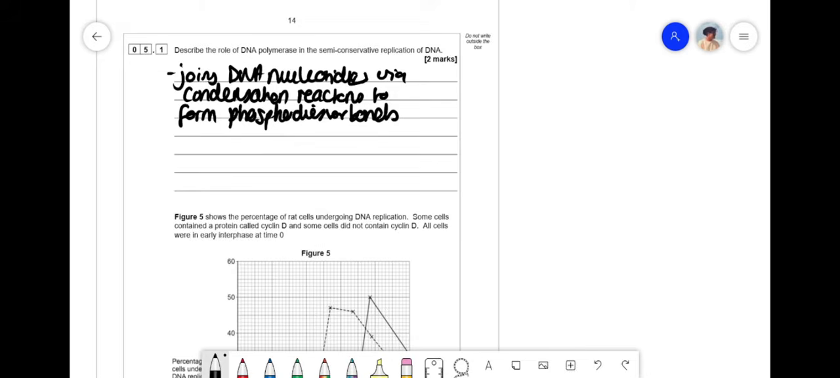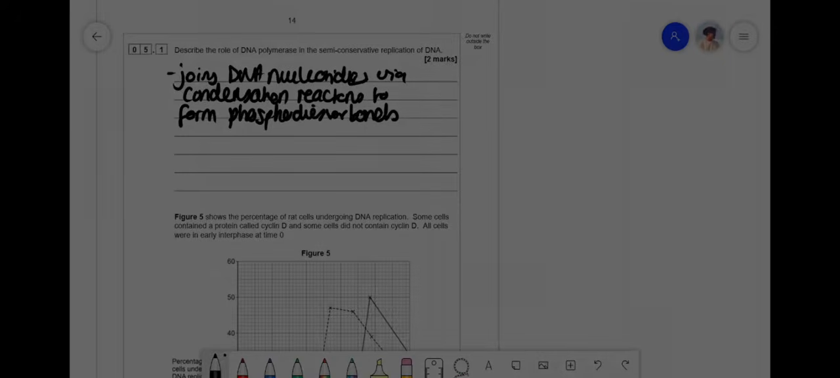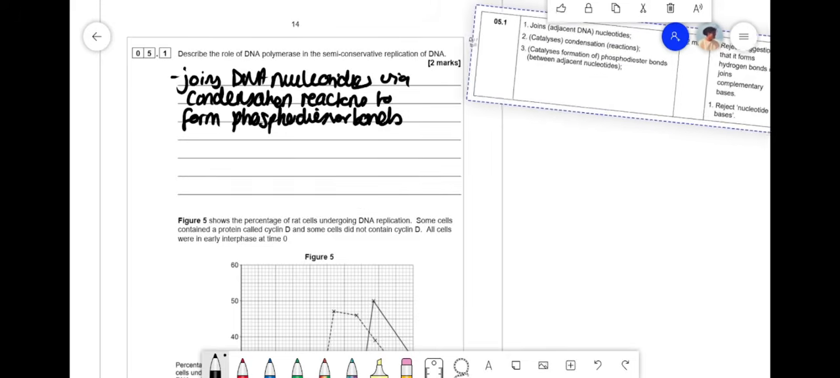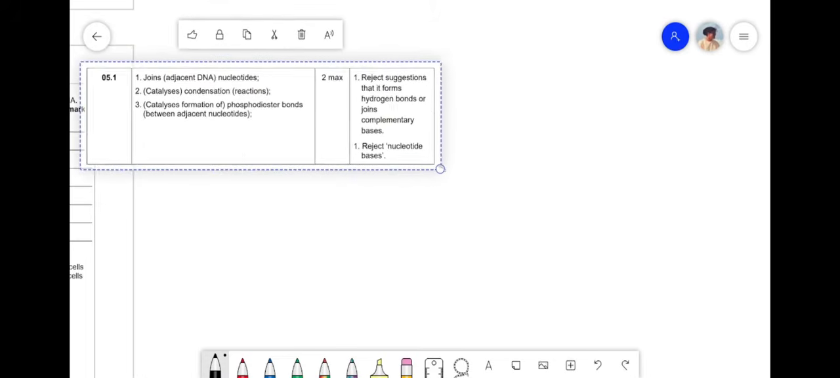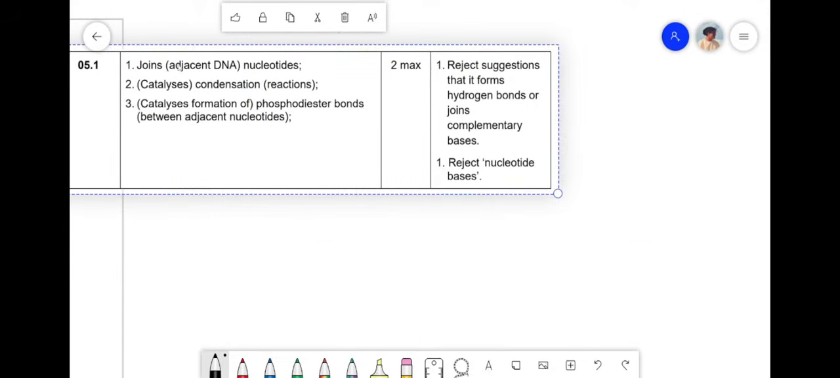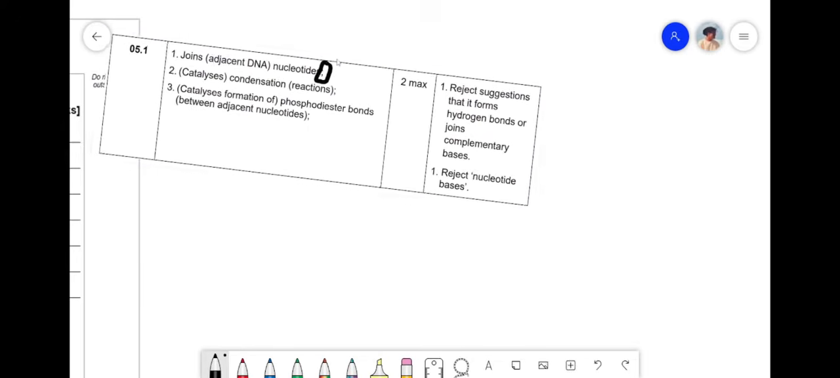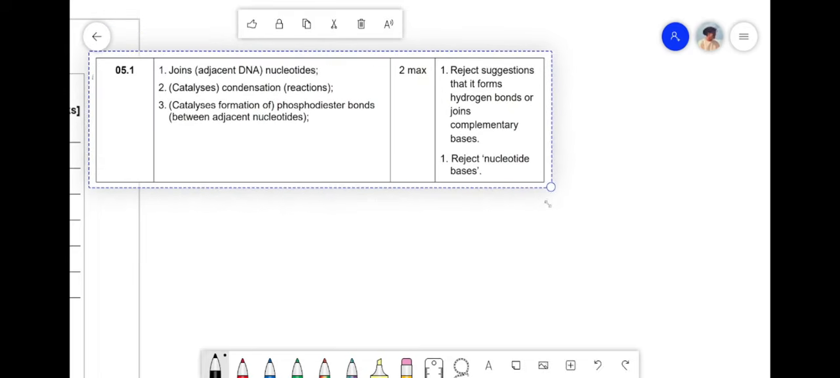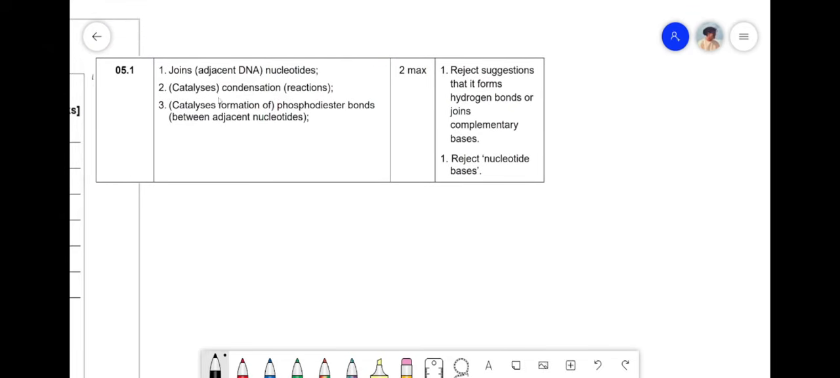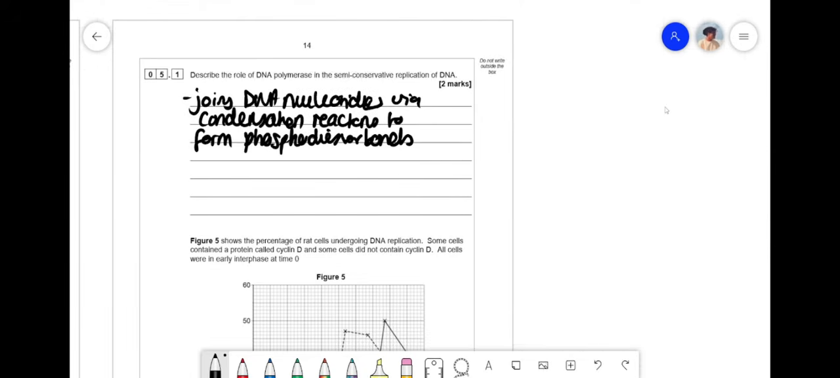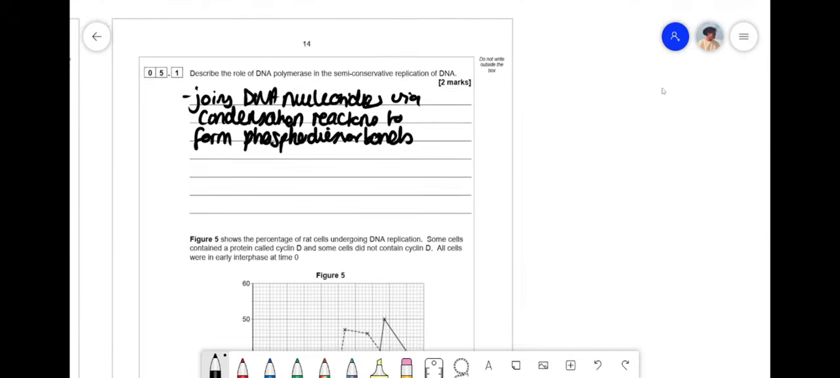Let me get the mark scheme out now. Hold on a second. Question 5.1. And would you look at that? Wow, exactly as I told you. It says joins adjacent, in brackets, you don't have to necessarily say that. And remember, in mark schemes, the semicolon separates a marking point. I don't know why it's tilted like that, sorry guys. It joins adjacent nucleotides, it catalyzes condensation reactions, forming phosphodiester bonds. Even though I only needed 2 marks, within just 3 lines I've finessed all of the marks. So there's that.